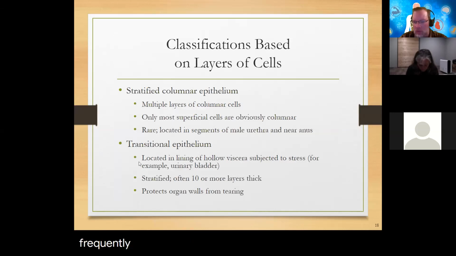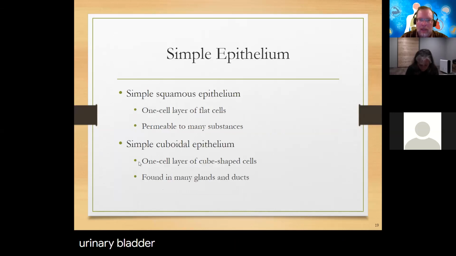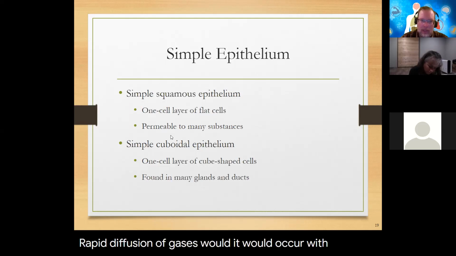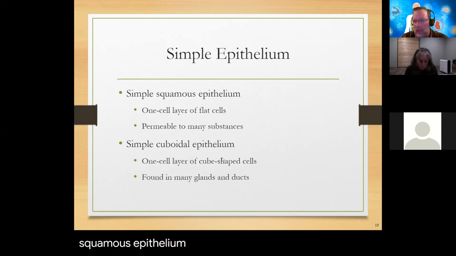Transitional, again, you want to associate with the urinary bladder. Simple epithelium, again, if it's simple and it's flat, or simple squamous, it's going to be permeable to many substances. We're thinking gases primarily. So rapid diffusion of gases would occur with simple squamous epithelium. Simple cuboidal, one layer of cube-like cells, is going to be found typically with glands. So we want to relate simple cuboidal and glands with one another, as well as the ducts that are associated with those glands.